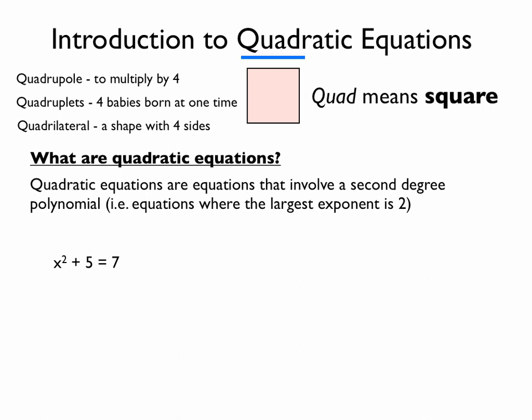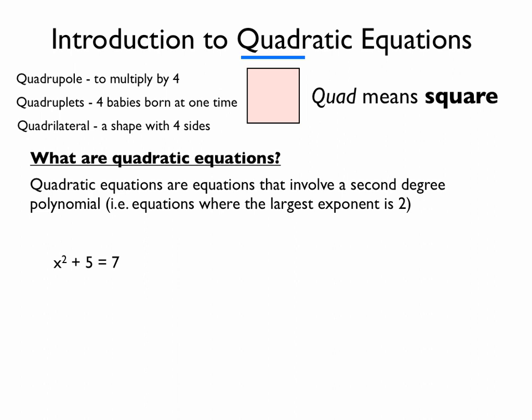Well, the largest exponent is 2. And notice how I said that. X raised to the second power is always called x squared. We refer to it by saying x squared. Why? Because that's how you find the dimensions of a square. And that's where the word quadratic comes from. It comes from equations where the variable is squared.